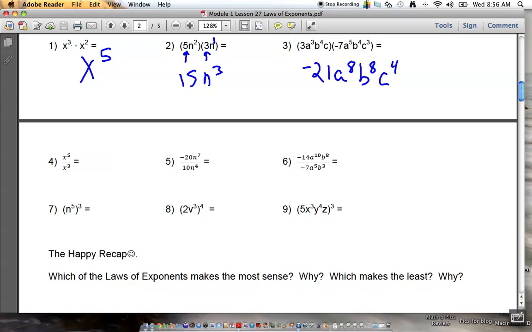Where did I put an addition sign? Oh, because I'm multiplying it.